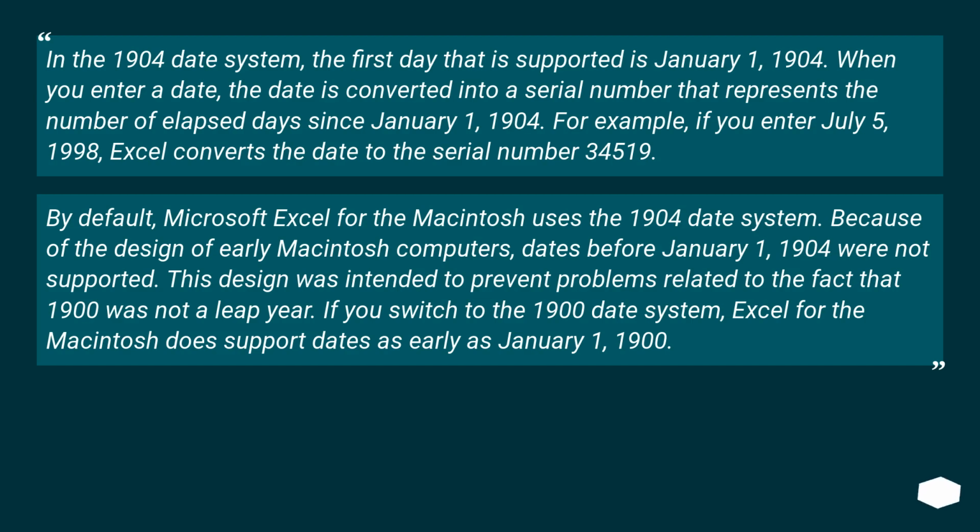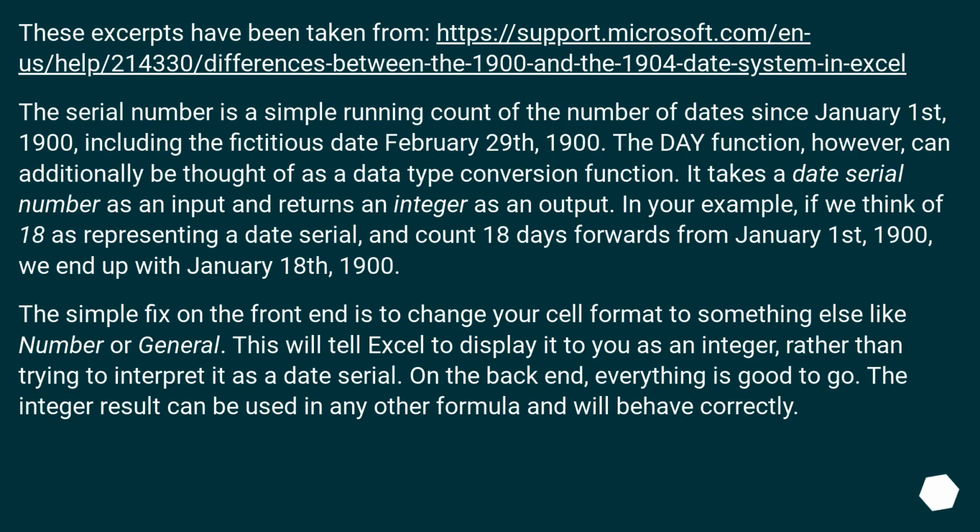Because of the design of early Macintosh computers, dates before January 1, 1904 were not supported. This design was intended to prevent problems related to the fact that 1900 was not a leap year. If you switch to the 1900 date system, Excel for the Macintosh does support dates as early as January 1, 1900. These excerpts have been taken from this URL.